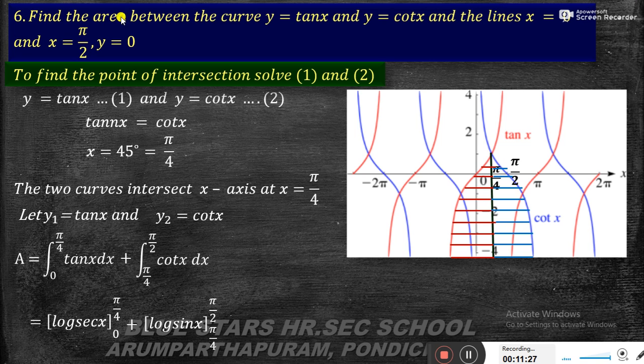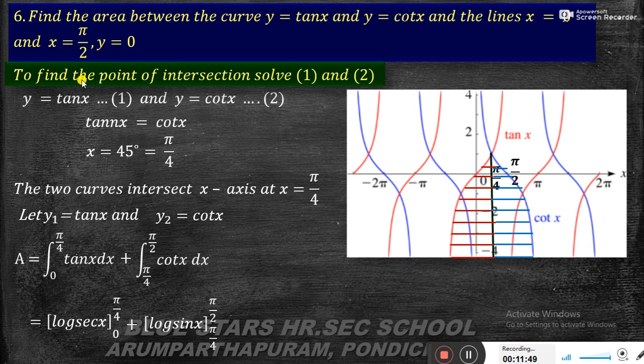Find the area between the curve y equal to tan x and y equal to cot x and the lines x equal to 0, x equal to pi by 2, y equal to 0. You see that, to find the area between the curves y equal to tan x, y equal to cot x and the lines x equal to 0, x equal to pi by 2, y equal to 0. So here now we calculate the area between the curves.